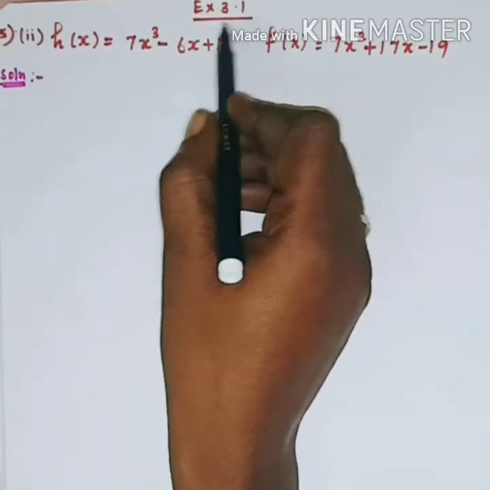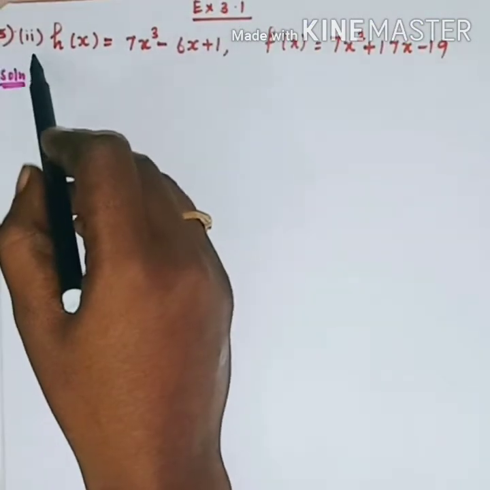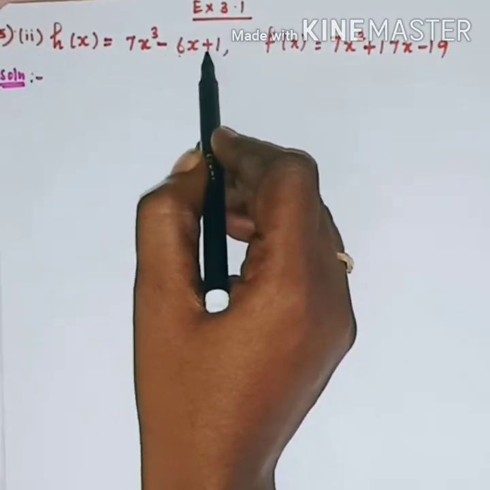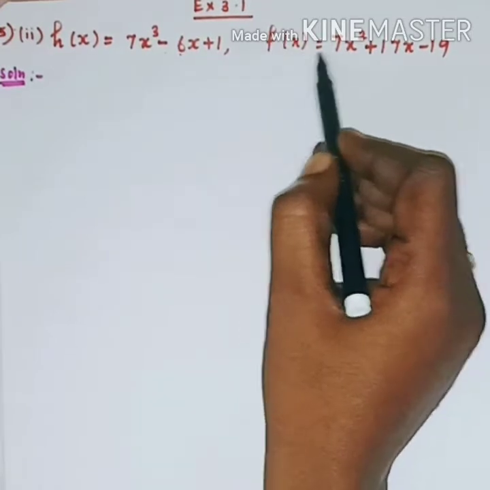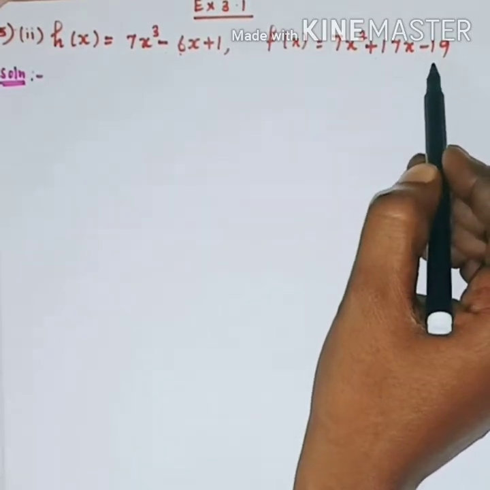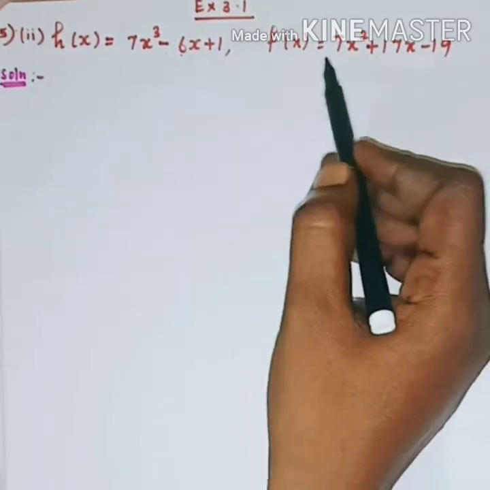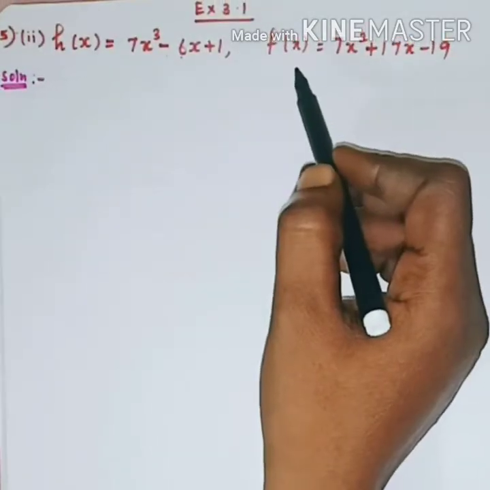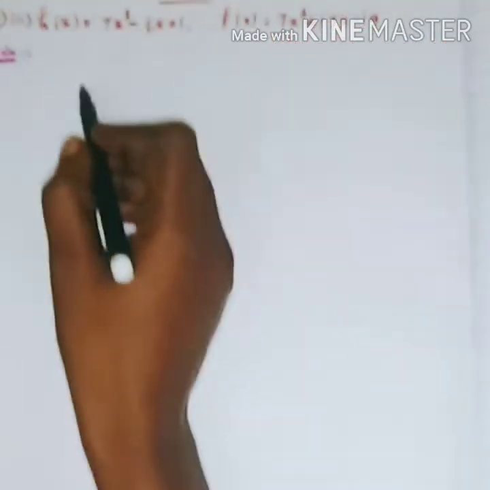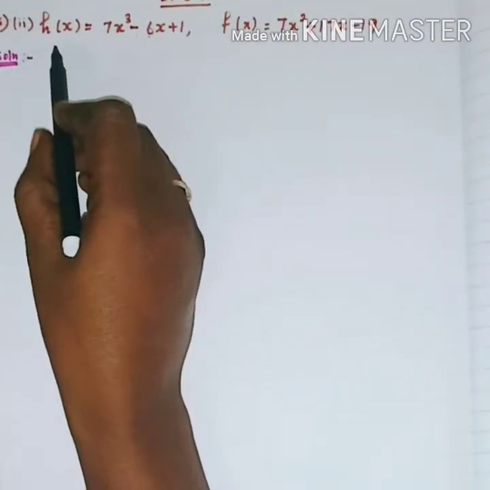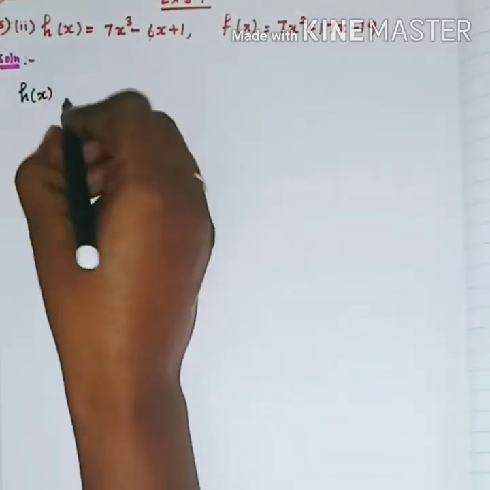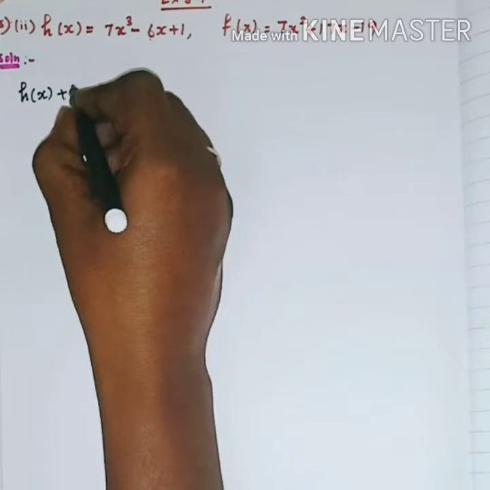Exercise 3.1, fifth sum, second subdivision. H of x is equal to 7x cube minus 6x plus 1 and f of x is equal to 7x square plus 17x minus 19. We have to add these two polynomials together and find the resultant polynomial. Adding these two polynomials, h of x and f of x. So h of x plus f of x.